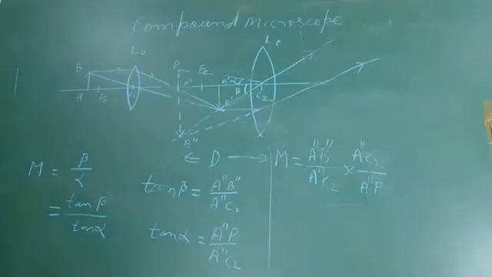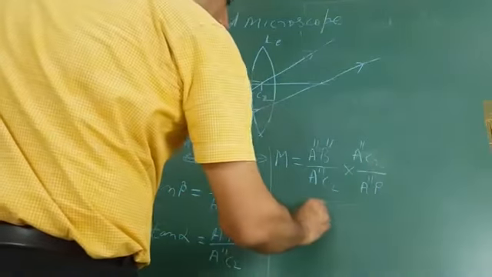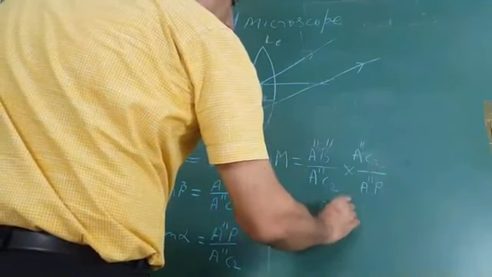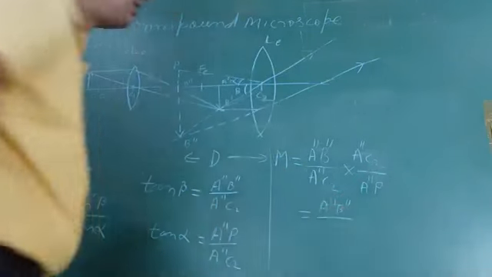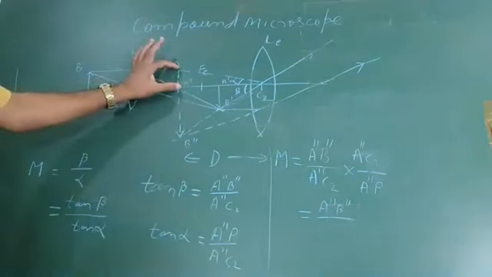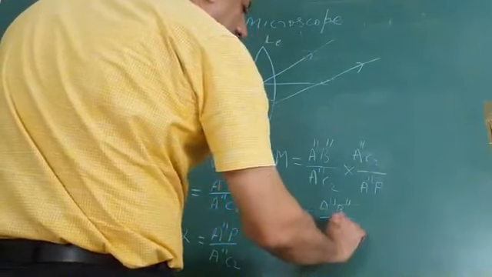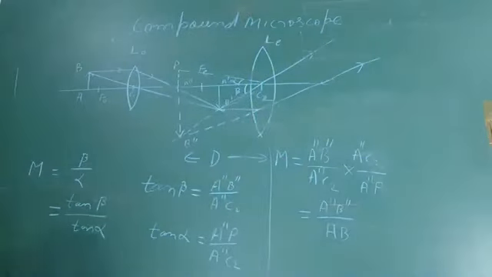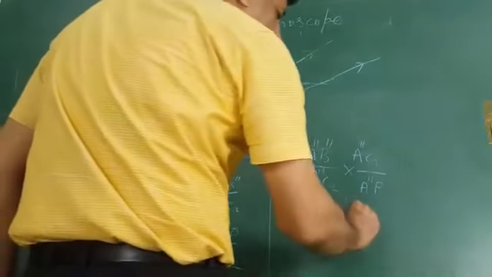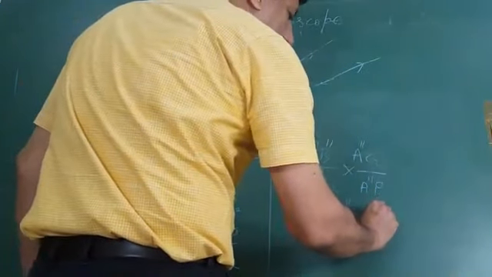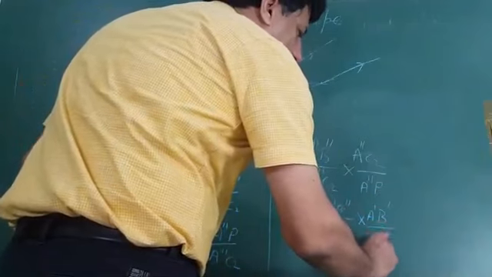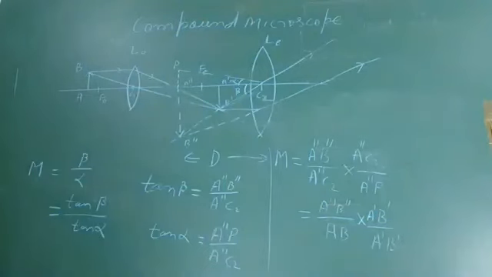So A double prime C2 will be cancelled. It will be equal to A double prime B double prime divided by A double prime P, but A double prime P is equal to AB. So divided by AB. Now I am multiplying this equation by A prime B prime and dividing by A prime B prime. It is multiplied and divided by the same factor.